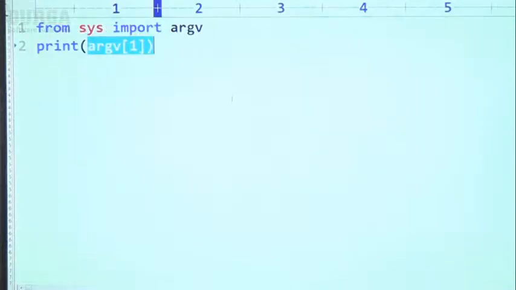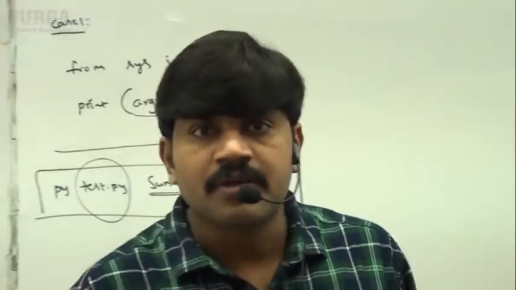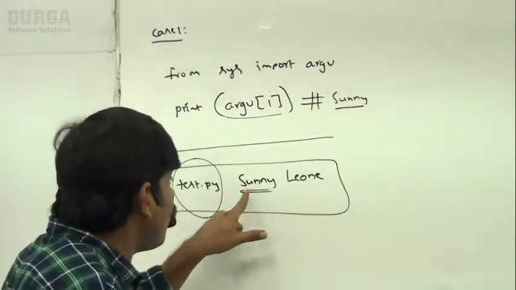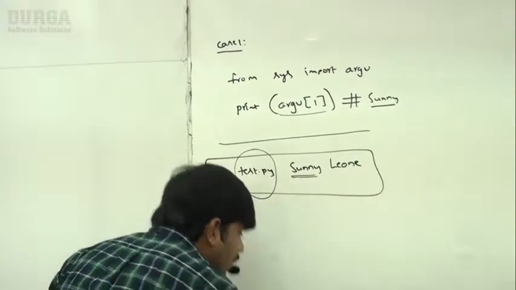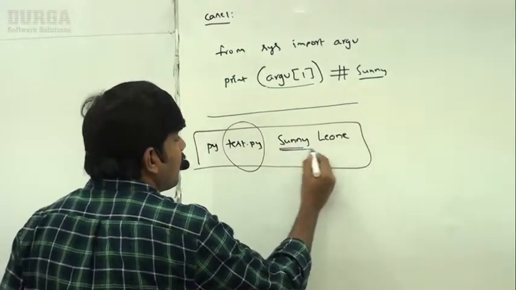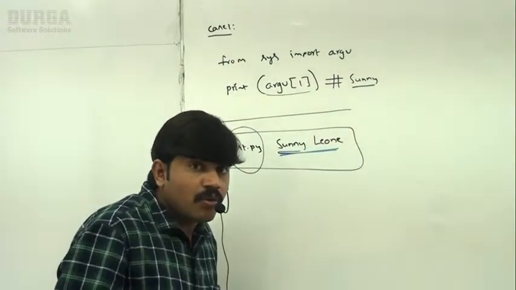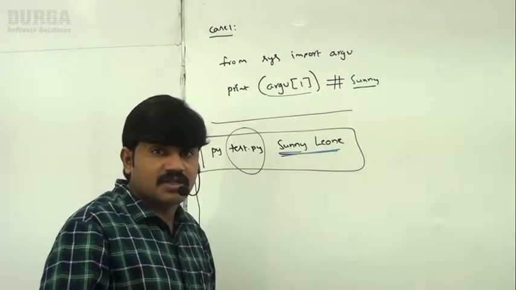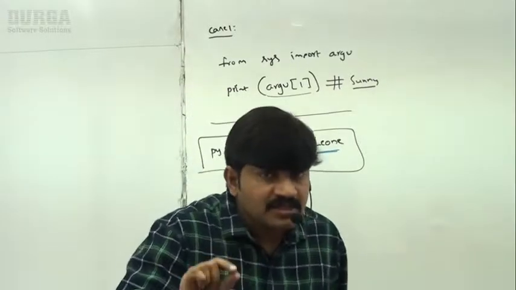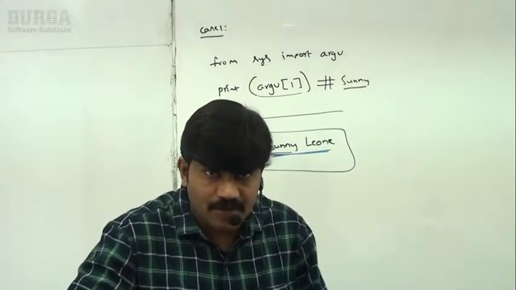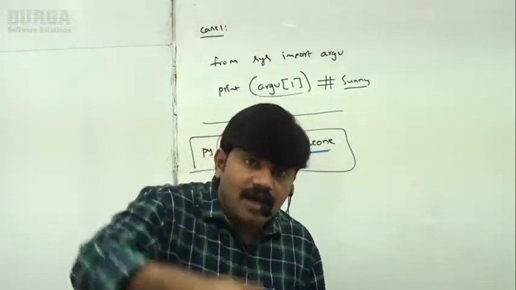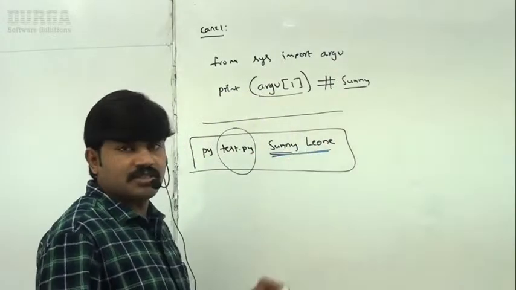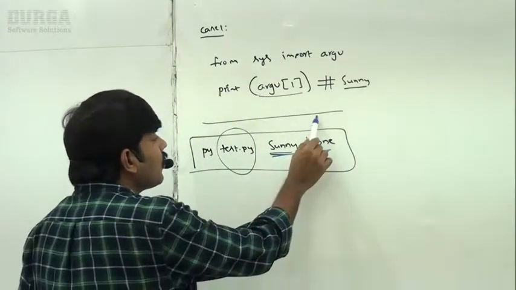But now my requirement is, I don't want Sunny, I want Sunny Leone. So this total thing, can you please consider as a single command line argument? Remember that. Usually space is the separator between command line arguments. If our command line argument itself contains space, this total is only one argument.